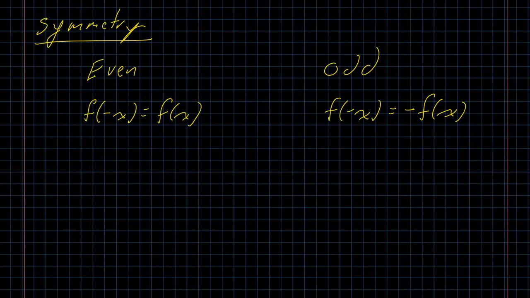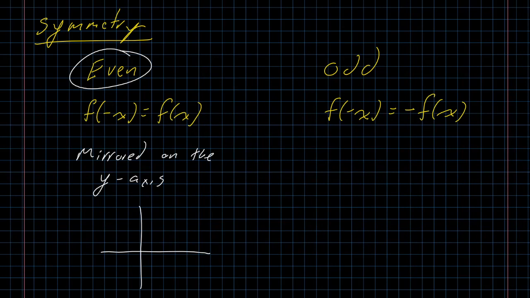But I want to think about this graphically. A function that has even symmetry is mirrored on the y-axis. It looks like it is its own reflection. The fact that this is called even is not a coincidence. The poster child for even symmetry is an exponential or power function with an even exponent.